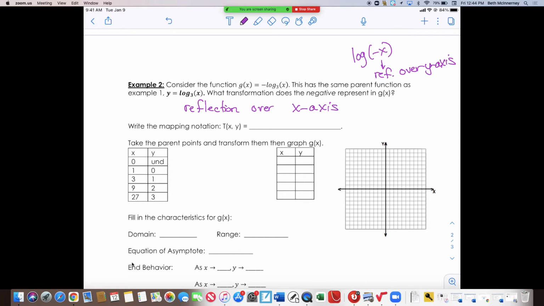So the mapping notation is (x, negative y), because I put that out front. If it were inside, that's where the x would become negative x, but that's on the outside, so it affects the y value. I already copied the parent function points for you from example 1. Now I want you to send them through the mapping notation and give me the new table. If you're a fast worker, plot it.